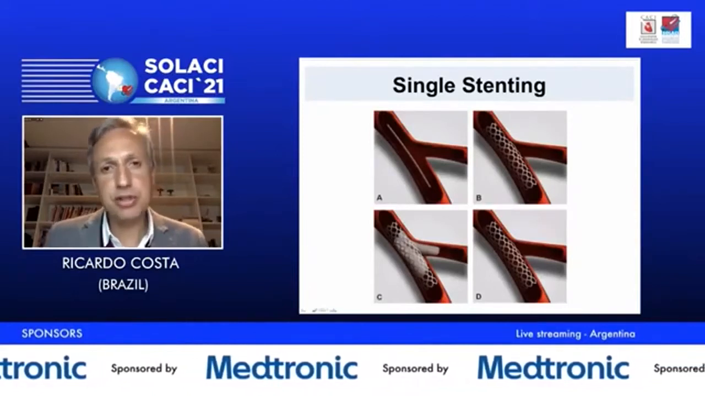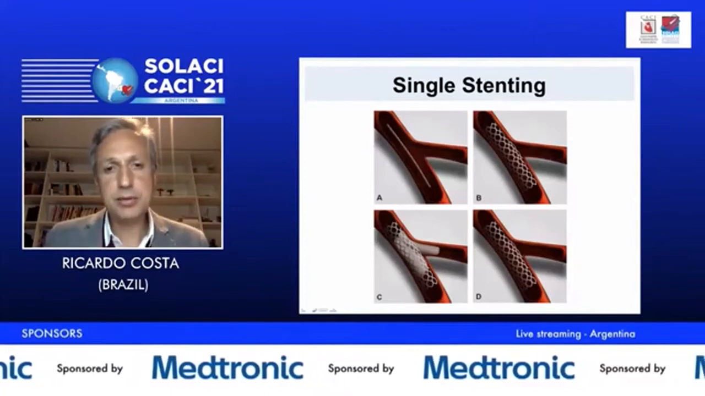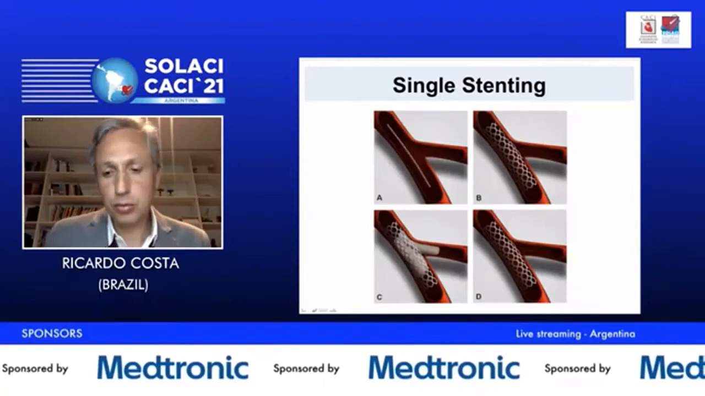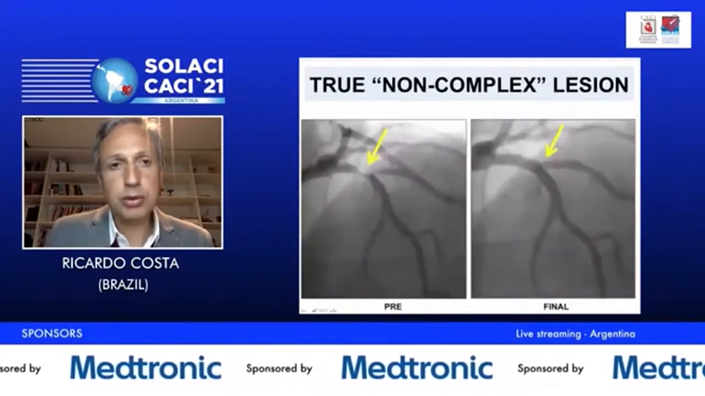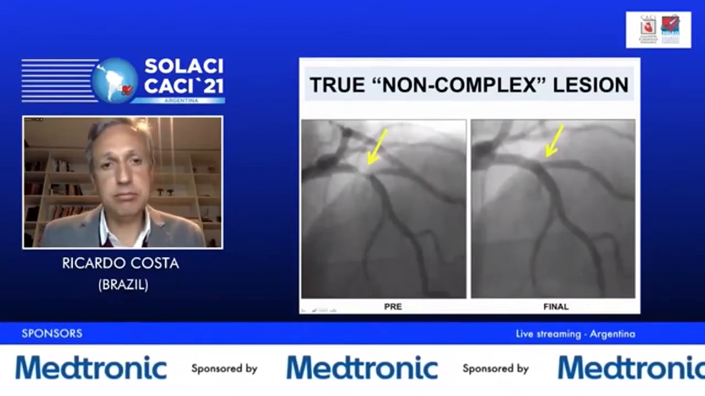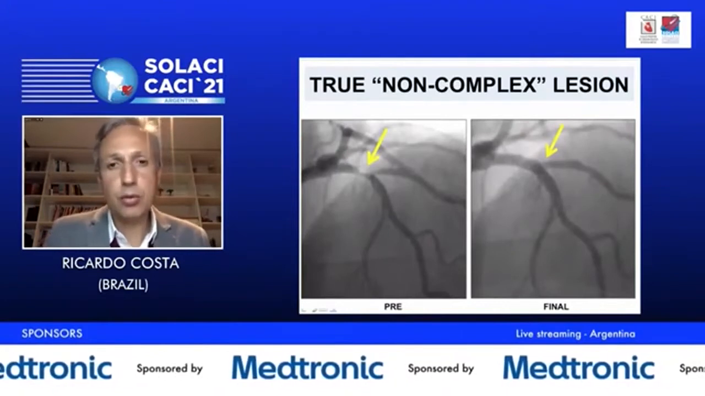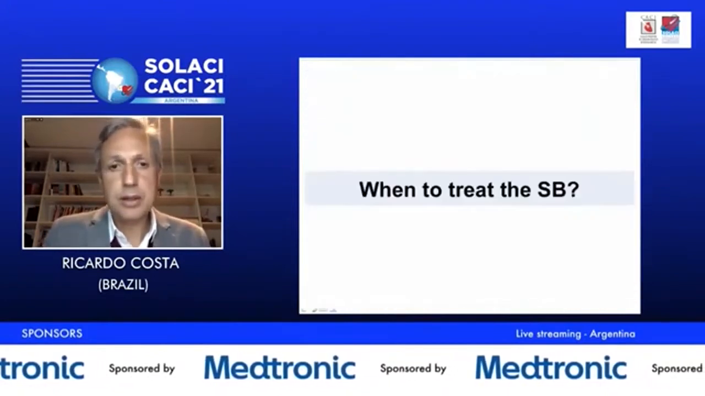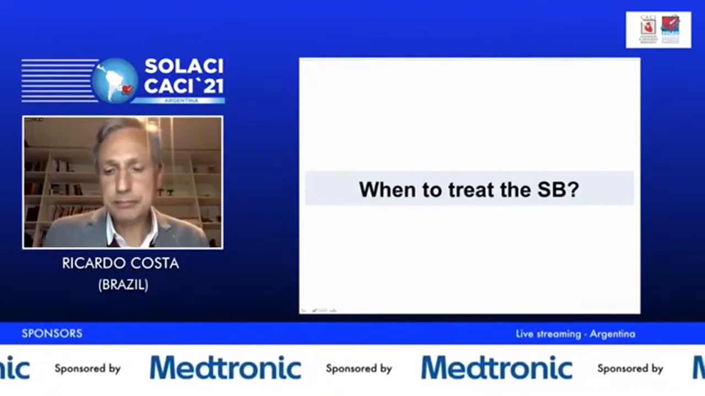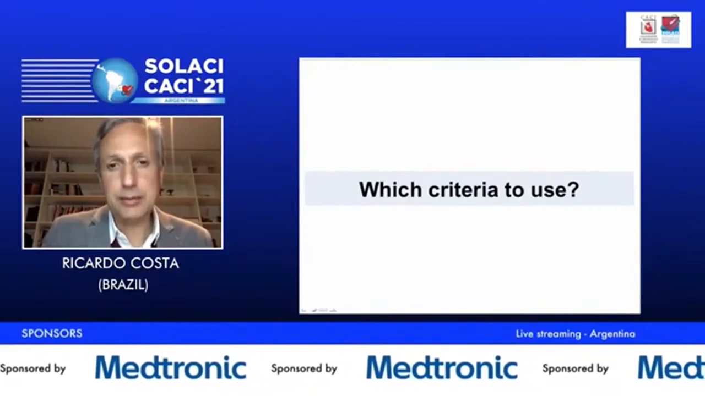We should not confuse single stenting with provisional stenting. Single stenting means that it's just one stent. It's not a strategy, it's a result, an outcome. Here, we have a true bifurcation, but not a complex one, that could work with a single stent. The great question is when to treat the side branch.